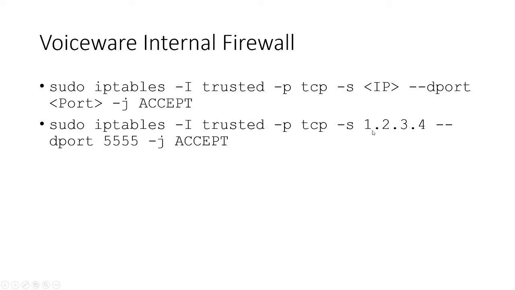This is what it looks like with information added. Your IP here would be replaced by something that looks like this, not actually 1.2.3.4, but whatever public IP address your Voiceware network is at. And then the port that you're using. Again, I'm giving the example 5555, but you can use anything. Once you issue this command, you then need to issue this command, which will save your changes. If you're opening two ports, you'll want to issue this command twice, the same IP both times but different port numbers. Then you can issue the save command once.